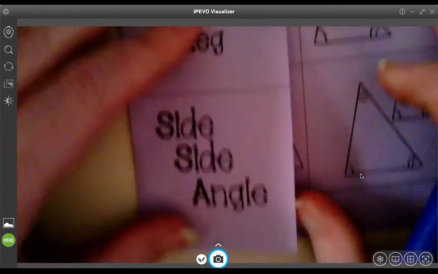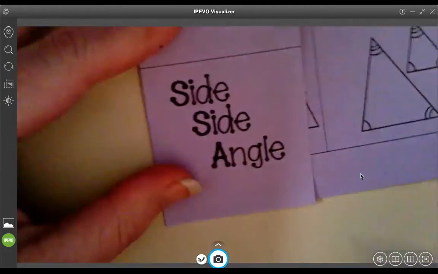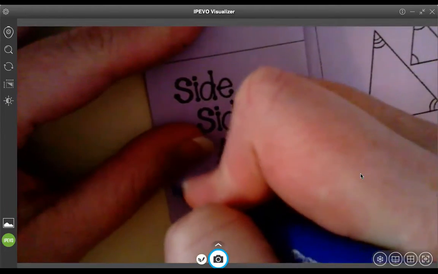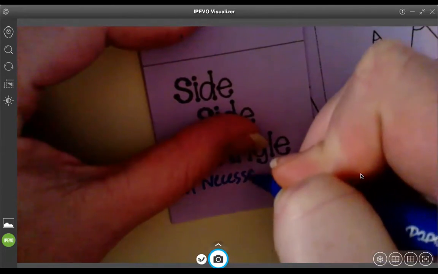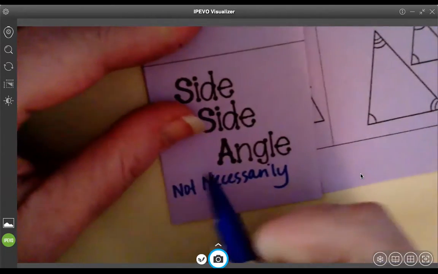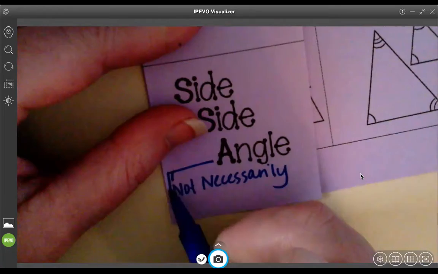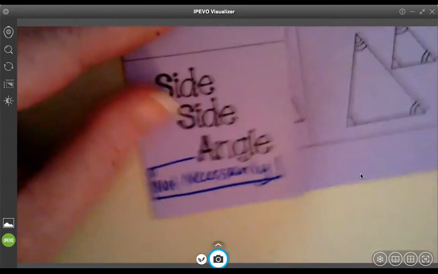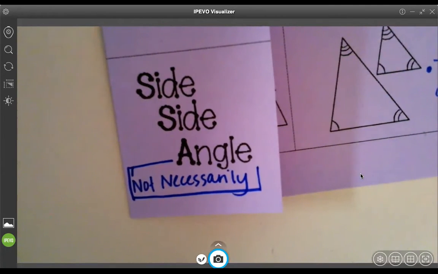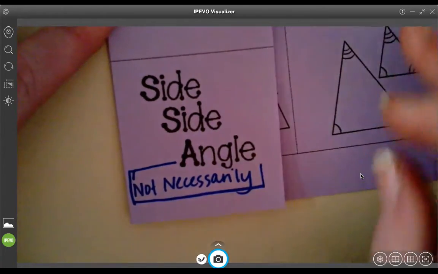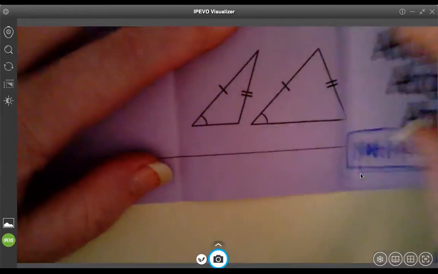On the other side over here, side-side angle, this is another one that's not necessarily congruent. So again, sometimes they might be congruent, sometimes they might not be congruent. You don't know for sure. You don't have enough information. So side-side angle, when we look at the inside.